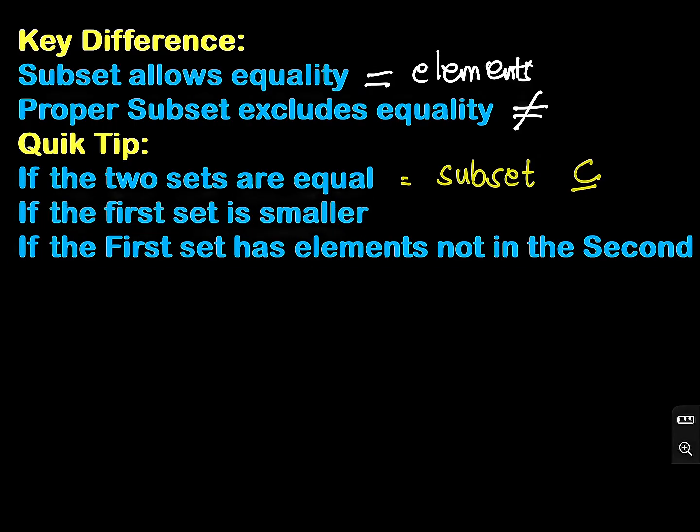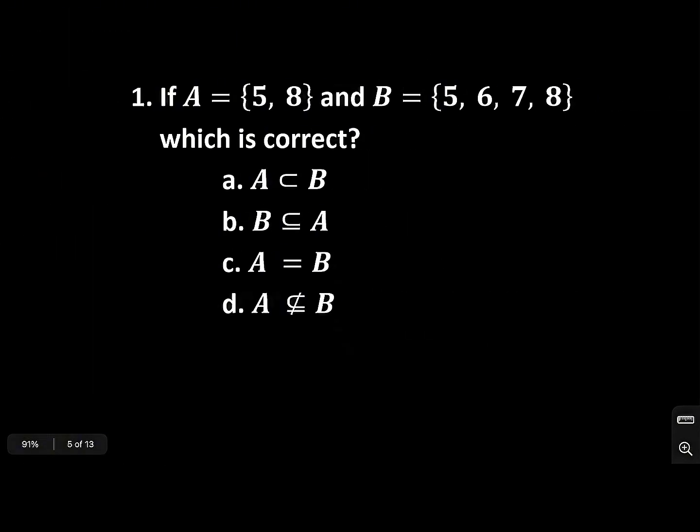Another thing, if the two sets are equal, it will be classified as a subset. While if the first set is smaller than the second set, then it can be classified as proper subset and subset. If the first set has elements not in the second set, then it will not be a proper subset and not a subset.